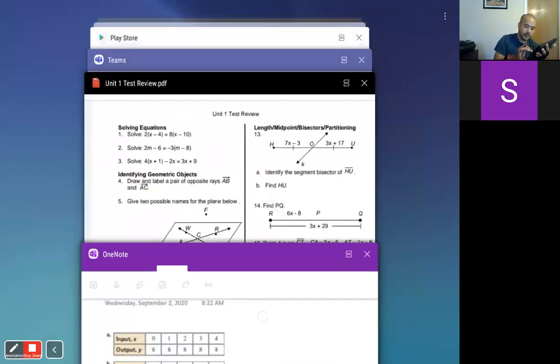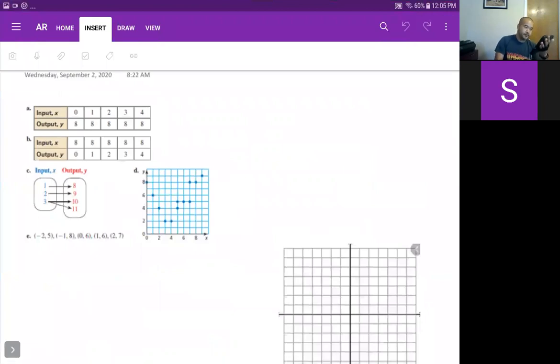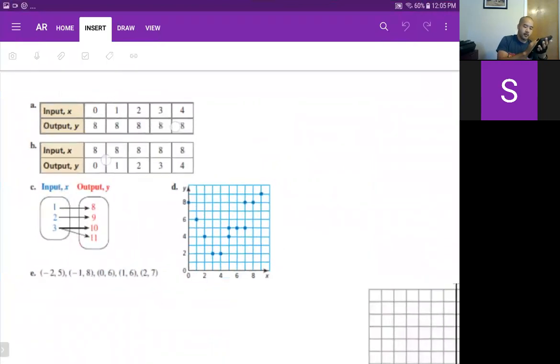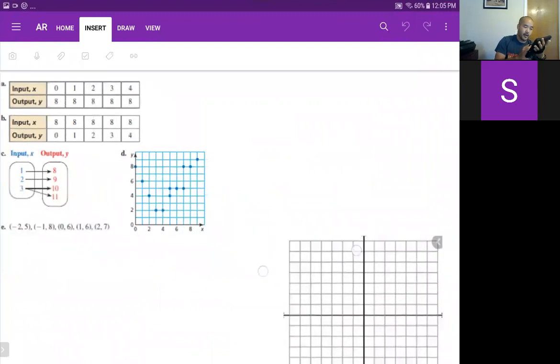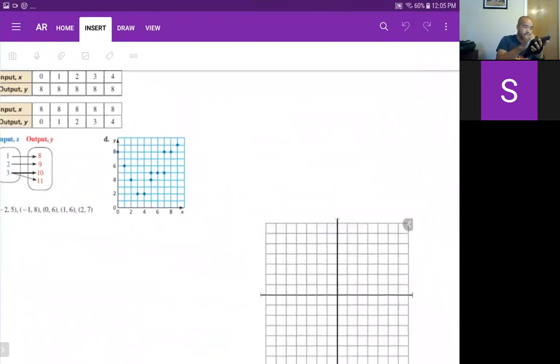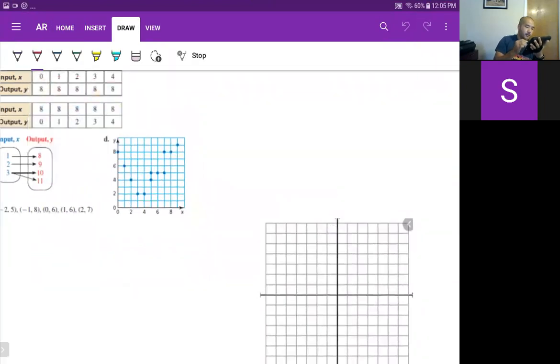So let's see what that looks like here. Okay, for A and B, you have tables there. So I'm going to use this graph over here. So for the first one, this one right here, you have 0 is 8. So let's go 0 here, 2, 4, 6, 8. Go by 2 on the y-axis. 1 is 8. 2 is 8. 3 is 8. 4 is 8. So here's that function.